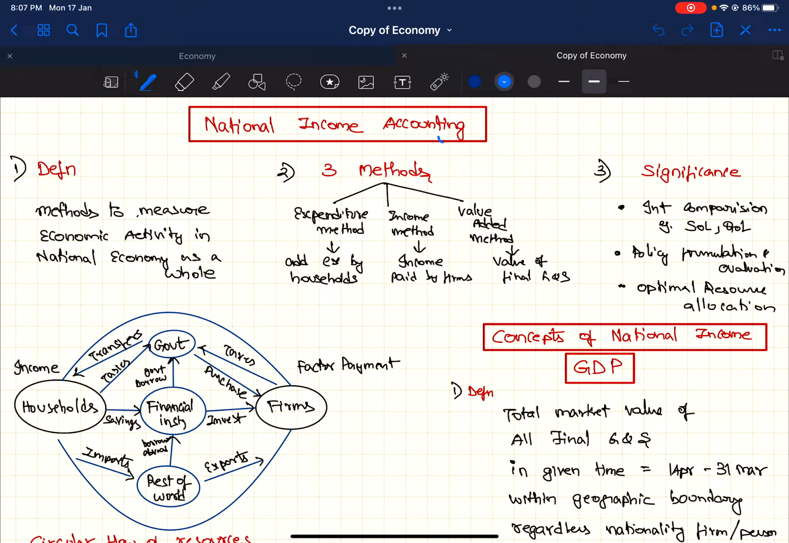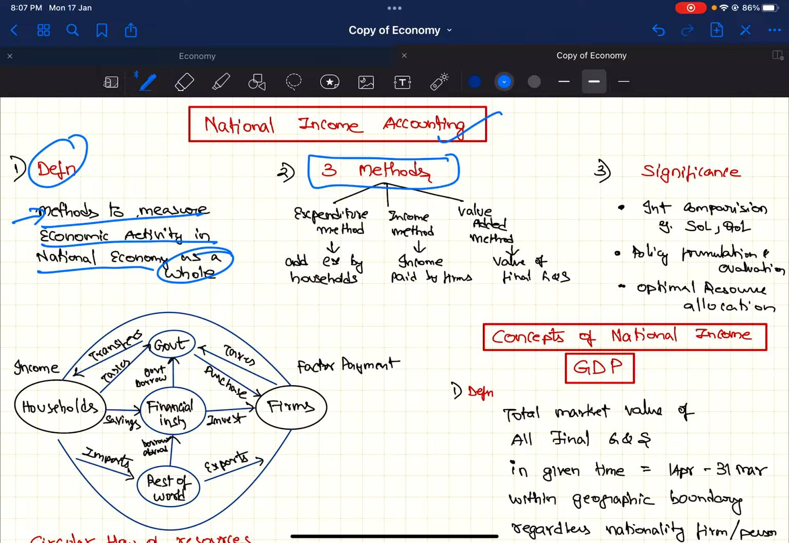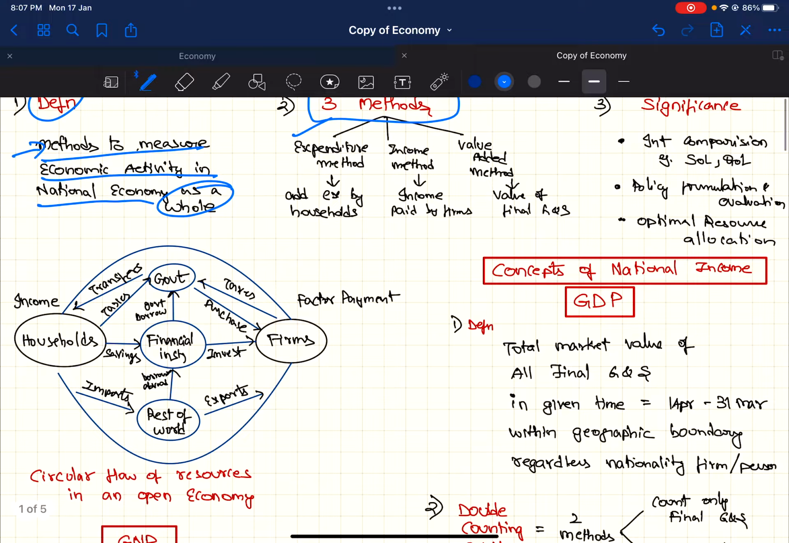Let's see national income accounting. The definition is methods to measure economic activity in the national economy as a whole. So there are three methods. Before seeing the three methods, we will see what is the circular flow of resources in an open economy.